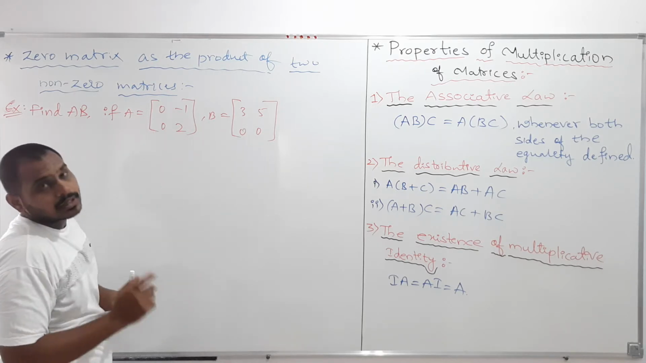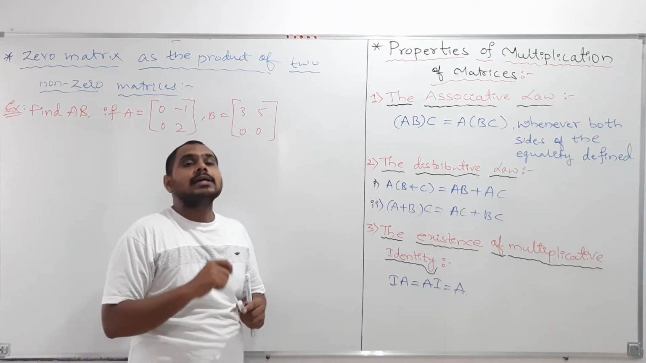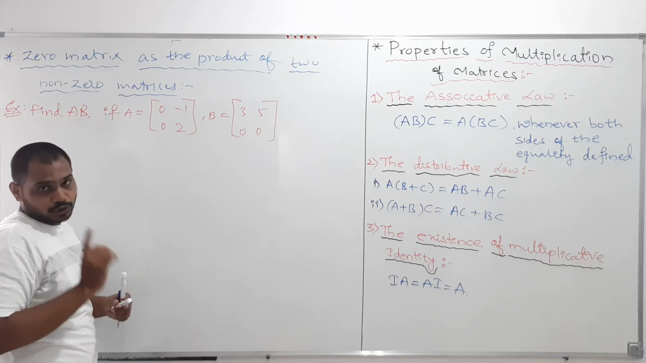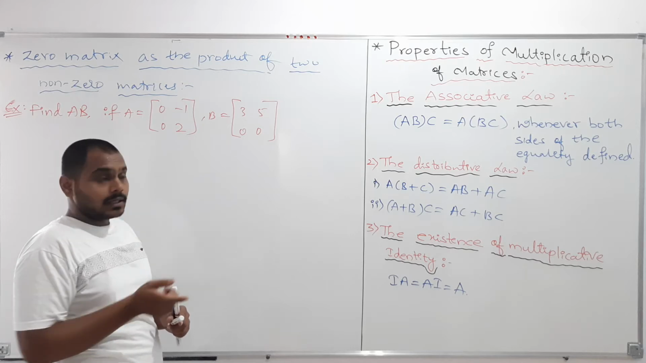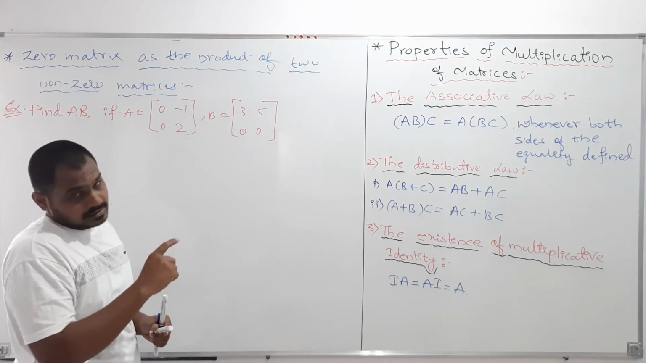Zero matrix means if all the elements of the matrix are 0, then we can say that is the zero matrix. Here A and B are the two matrices given to you. These two matrices are not zero matrices. But if I multiply these two, this product will give me the zero matrix.